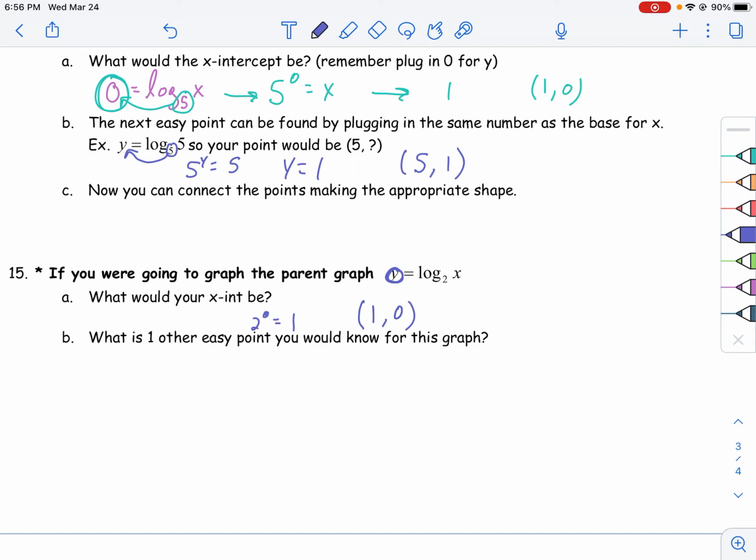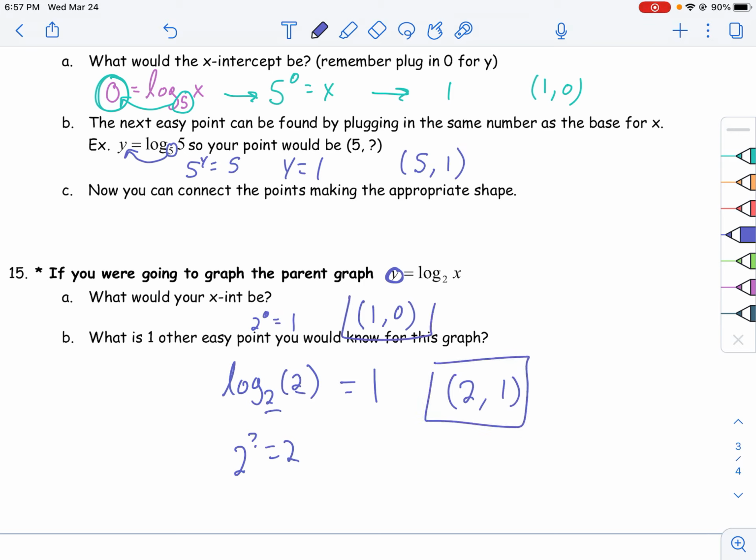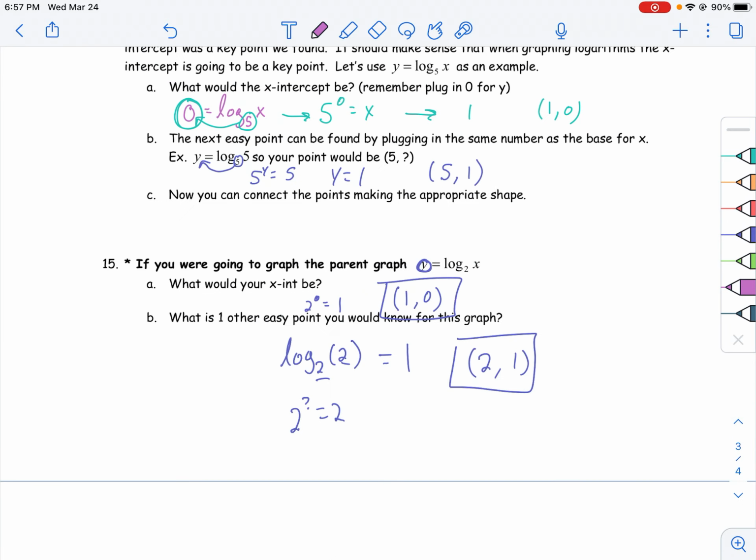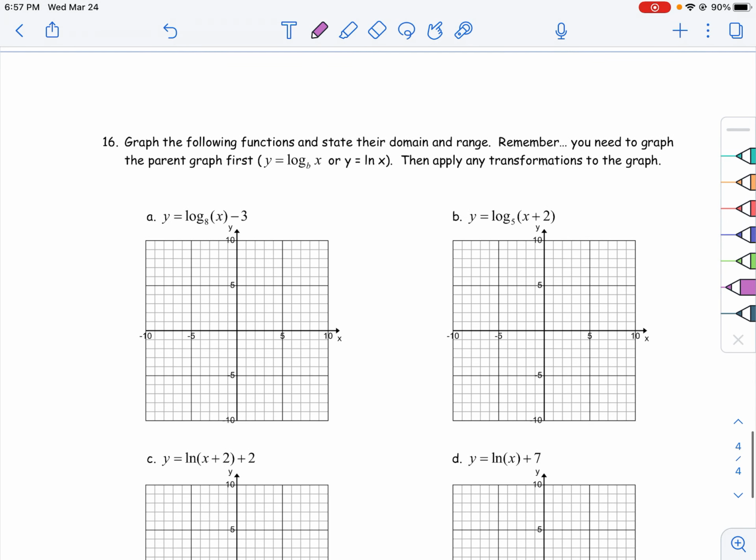The one other easy point to plug in here is going log base 2 of 2. So make the base and the thing inside the log equal to each other, right? This is saying what does 2 need to be raised to in order to get 2, and that's just 1. So the x that we plugged in was 2, the y value that we got out was 1. So these are our 2 easy points. Okay? So let's go through some examples of how to actually do these.